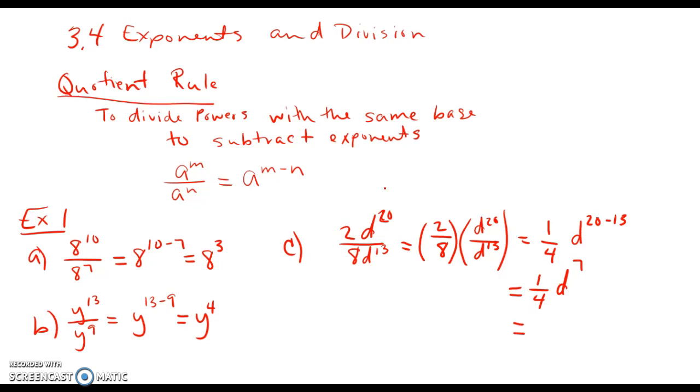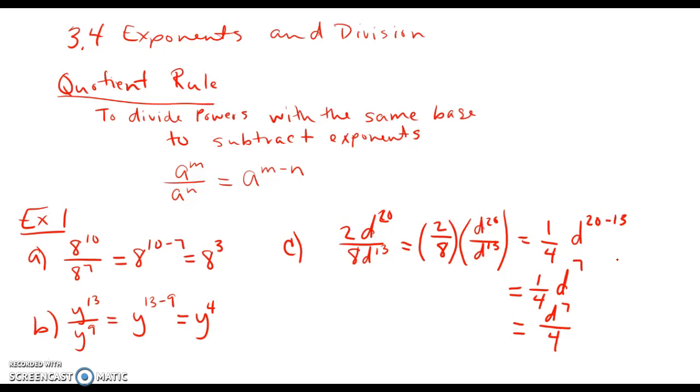The other way, since we started out as a fraction, is to keep it as a fraction. And so keep in mind that this d to the 7th is over 1, and so we would multiply across. So 1 times d to the 7th is d to the 7th, and then it'll be over 4 because we'd have 4 times 1. And so either one of those answers will work.